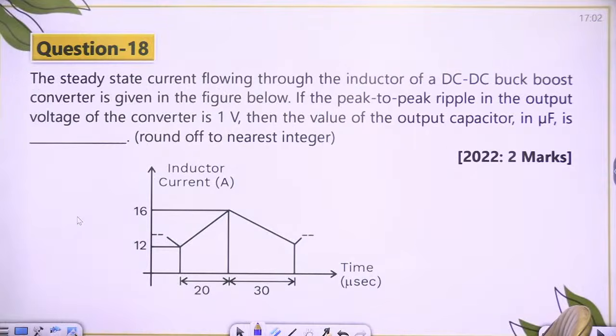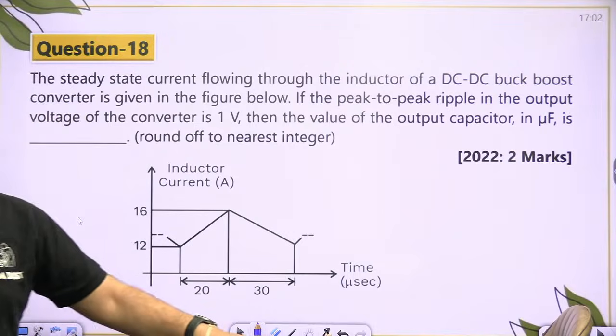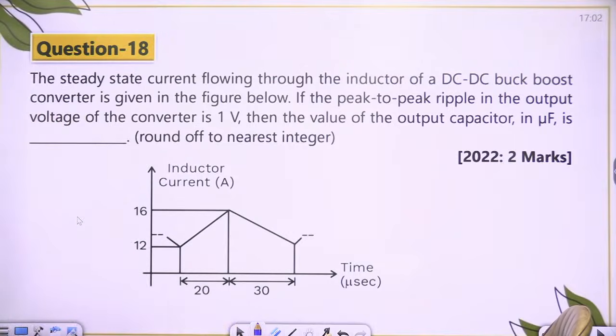Steady state current of inductor is given. Peak to peak ripple in the output voltage is 1 volt. Then what is the value of capacitor? Okay, try this. I want to know the capacitor value. Find the value of C.